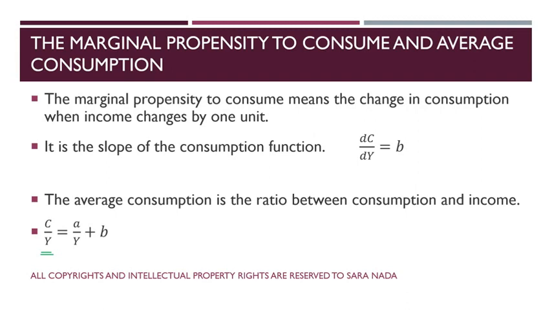How can we calculate this ratio? We have the consumption function A plus BY. We will divide this function by Y. And doing this, you will get that the average consumption equals A divided by Y plus B.